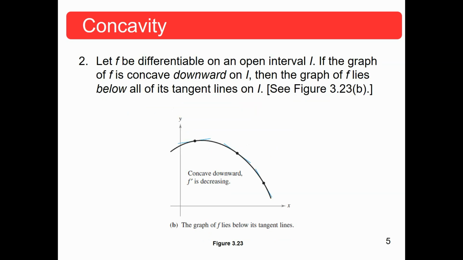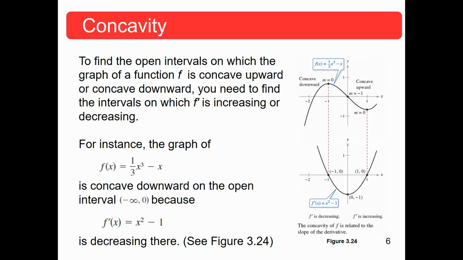Now what about one that's concave down, right? This means like the bowl is upside down. If we draw tangent lines, they're all above the graph, okay? So to find these intervals where the graph is concave up or concave down, what you'd need to do is find the intervals on which f prime is increasing or decreasing.